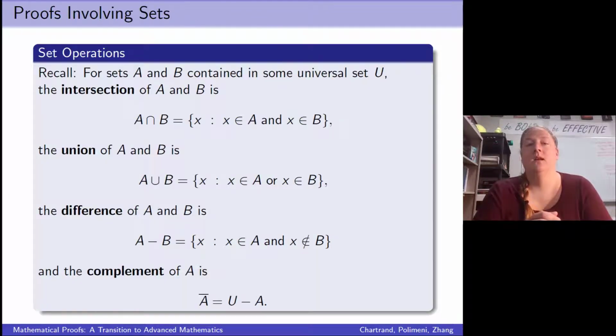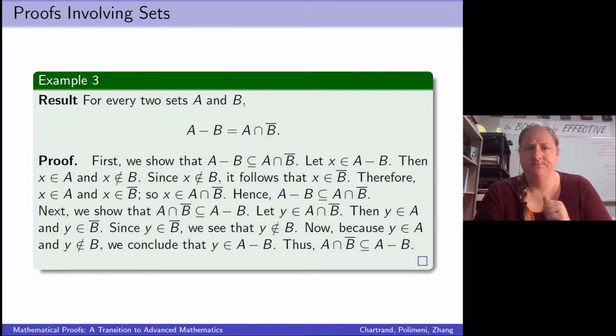Now, the other type of proof that we're going to talk about is ones involving sets. So this is just a quick review of sets, what we mean by the intersection, the union, the difference, and the complement. We've used all of these things in previous days, so we're going to use them again today though, and this time we're going to throw them into proofs.